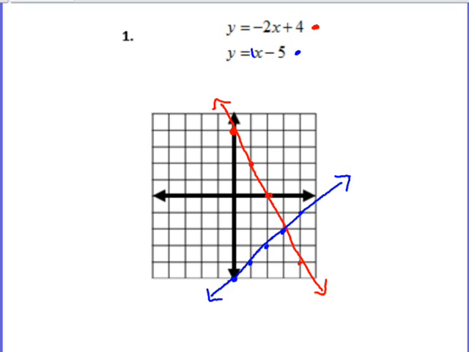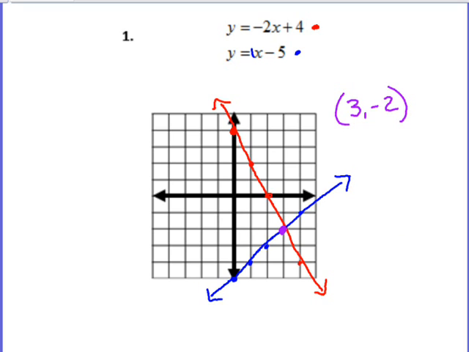Alright, and again, the solution is the point where they cross. So right here, those 2 lines cross each other. Alright, so my solution is going to be 1, 2, 3, negative 2. So 3, negative 2. That is the solution because it's the only point that is on both of these lines.